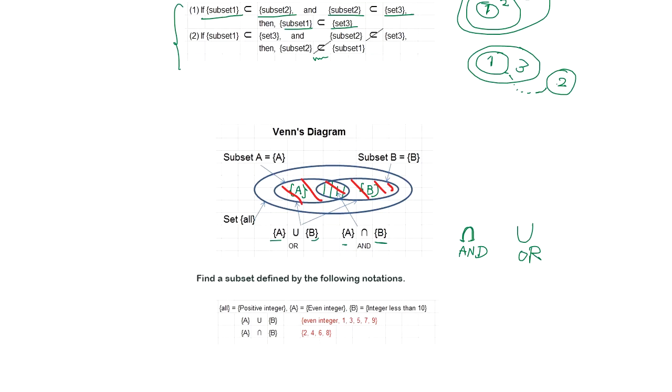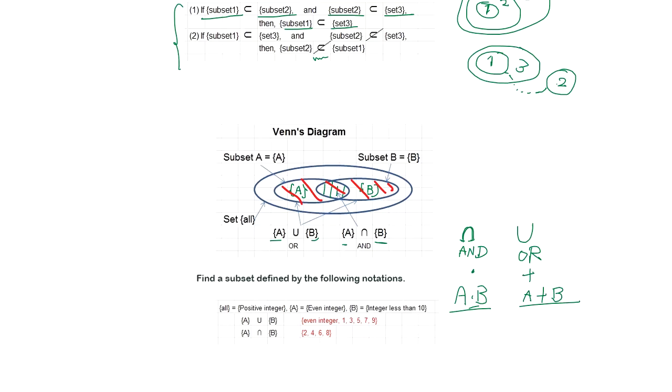In logic theory we use a multiplication dot for this one, and a plus for this one. So in the computer, A plus B means A or B. A dot B means A and B. And this is an intersection. This is a union. Okay.